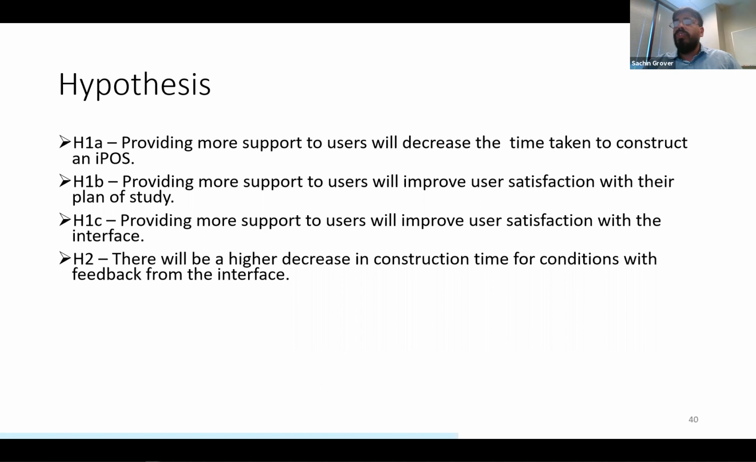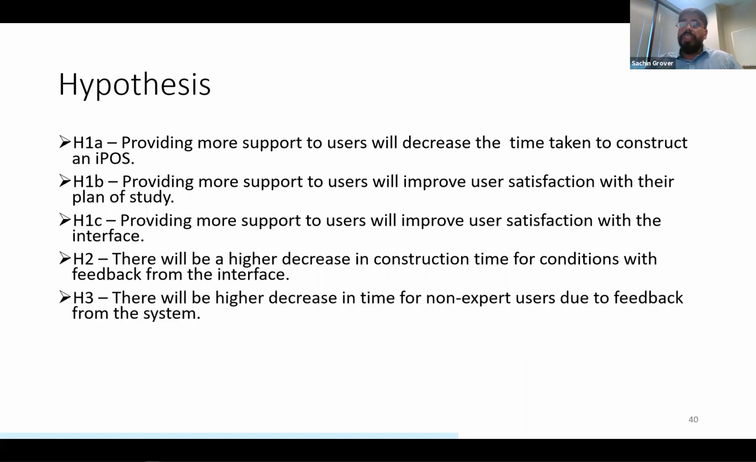The second hypothesis was that we believed that the second time when they construct the plan, it would take lesser time for them, and with more feedback, it would take even lesser time. Basically, the second time, a student using condition 3 would have had more interaction with the interface, would understand the rules of the domain, and thus would perform better.